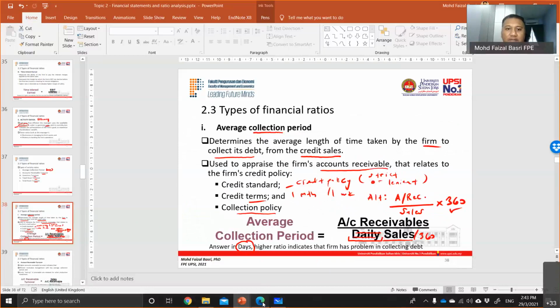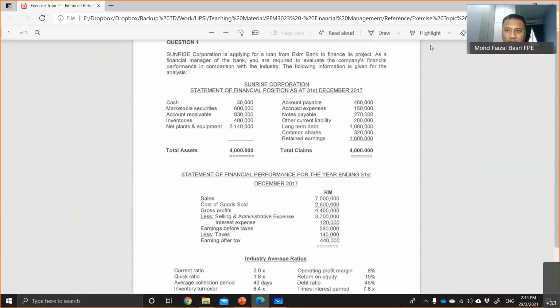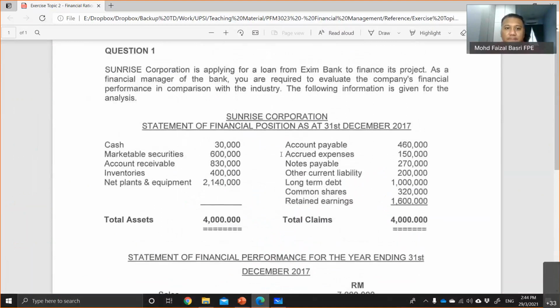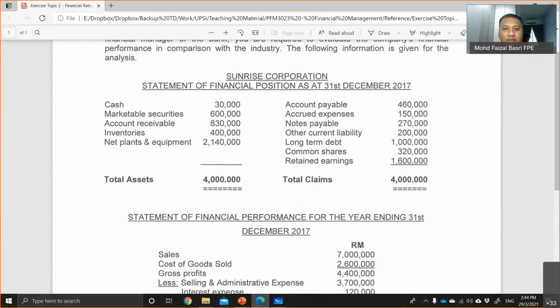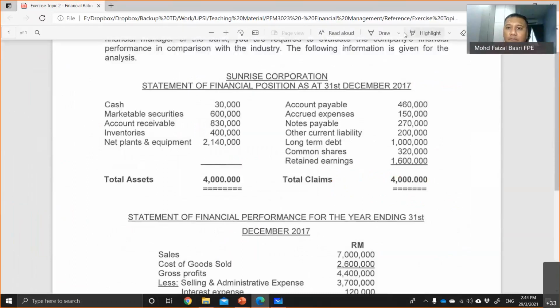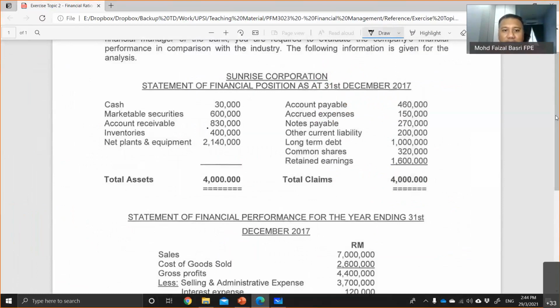Like we discussed last week, the Sunrise Corporation. Let me enlarge it. So we need the account receivable, the formula is about account receivable, this part. So we need this account receivable, 830,000, and we need sales, this part. That's the information required for our ACP.